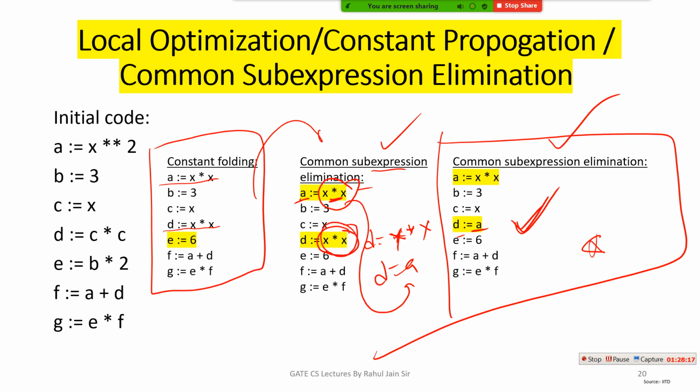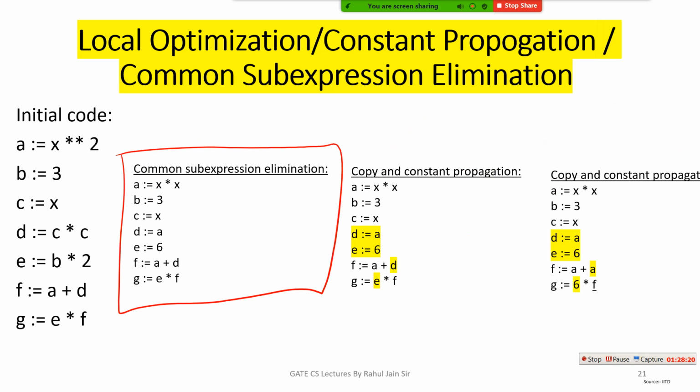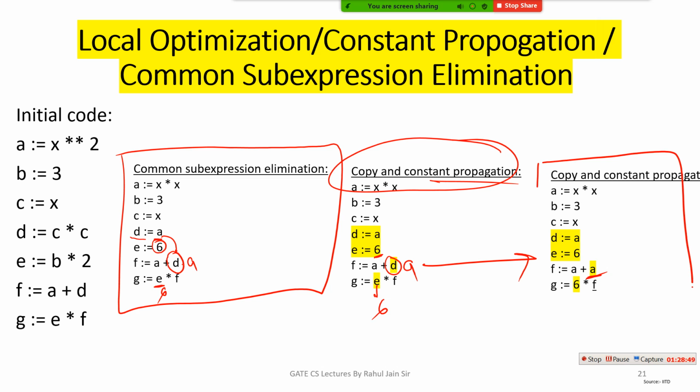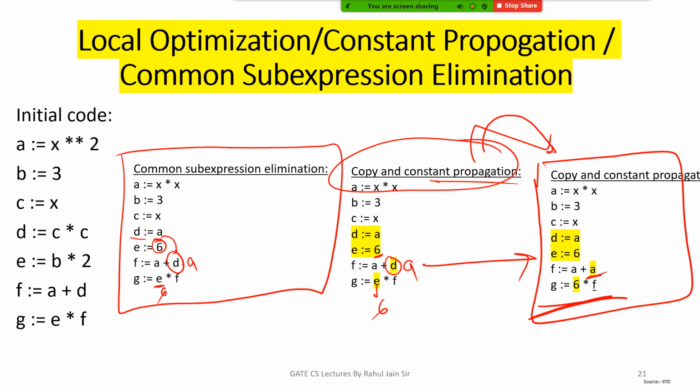Now I will copy this code here. After common subexpression elimination I got this. Now I will again apply copy propagation, that is variable propagation, and constant propagation. You can observe in this code, this d can be replaced with a, and the value of a can be replaced with 6. So in copy and constant propagation, I replaced d with a, and I replaced e with its value, that is 6, in the next step. So my code is now looking like this. After copy and constant propagation, I got this.